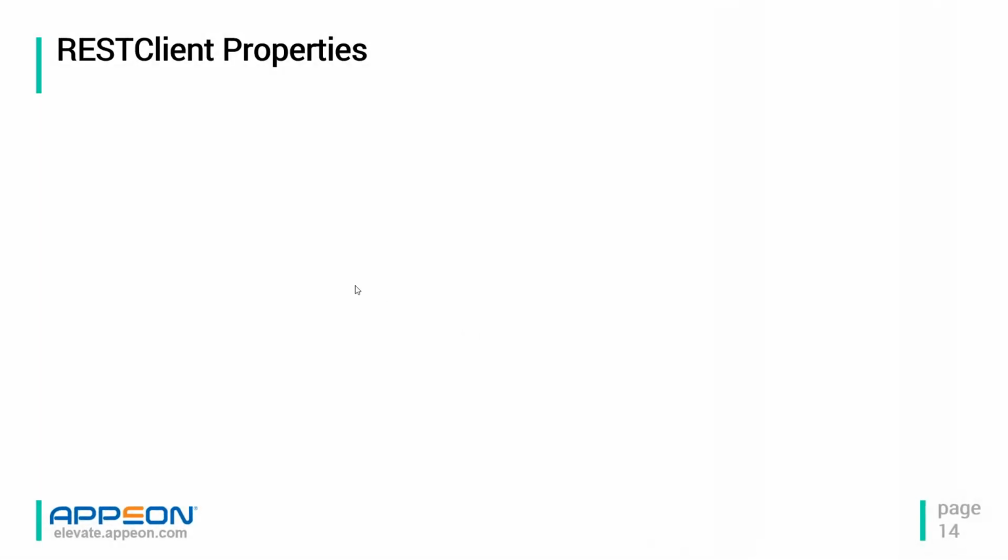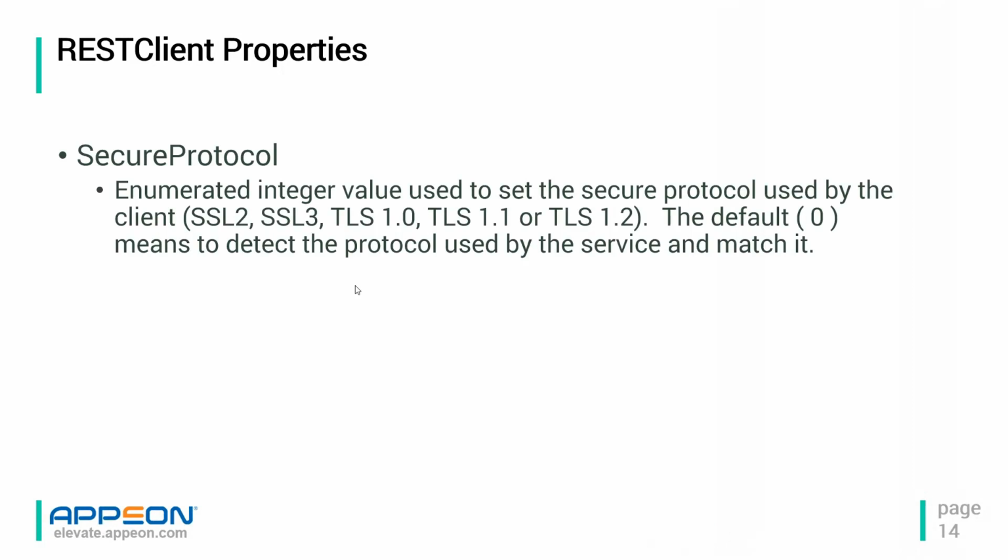The REST client also has some properties. One of them is secure protocol. So if you know there's a particular secure protocol that you're going to want to use, you could set it for one of those protocols. However, if you leave it at the default, which is 0, it will start with TLS 1.2 and attempt to use that. And if the service won't accept TLS 1.2, it will step down to 1.1. And it'll keep stepping down until it finds the most secure one that the server will actually accept.